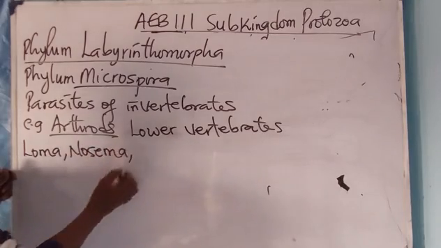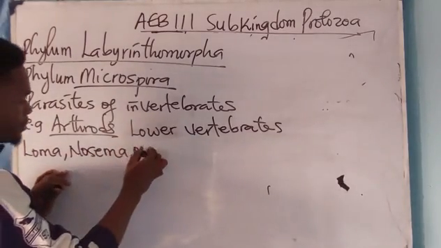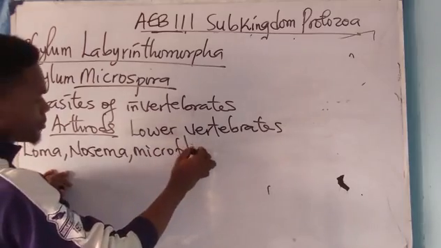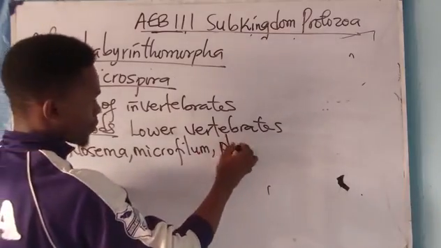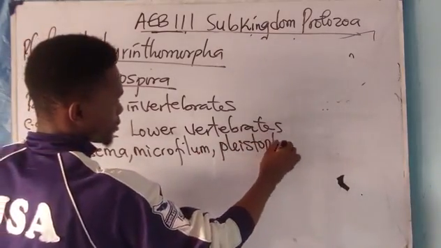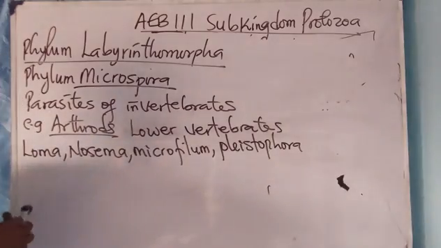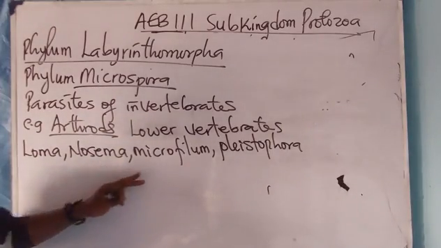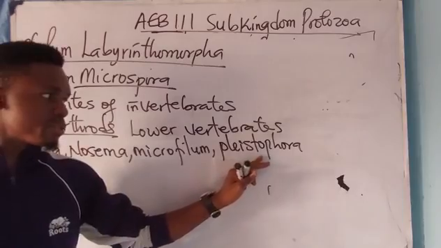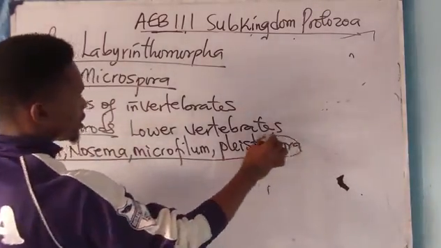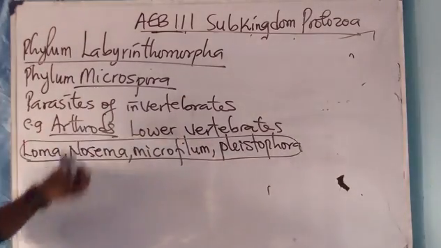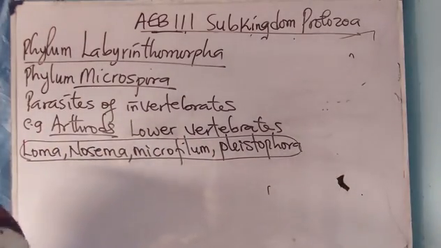Examples of microsporans are Loma, Nosema, Microphylum, and Listophora. All right, Loma, Nosema, Microphylum, and Listophora are all microsporans. Take note of that. They are all microsporans, and they are all parasitic in form. Take note of that.